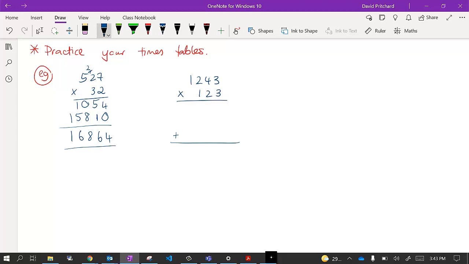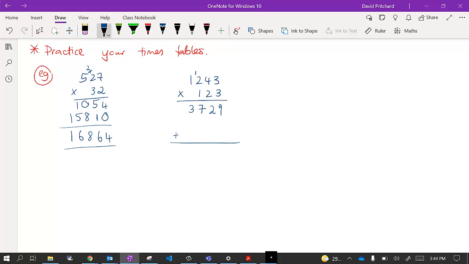3 times 3 is 9. Nice and easy, no carrying. 3 times 4 is 12. So we put the 2 here, carry the 1. 3 times 2 is 6. Plus 1 is 7. And then 3 times 1 is 3.